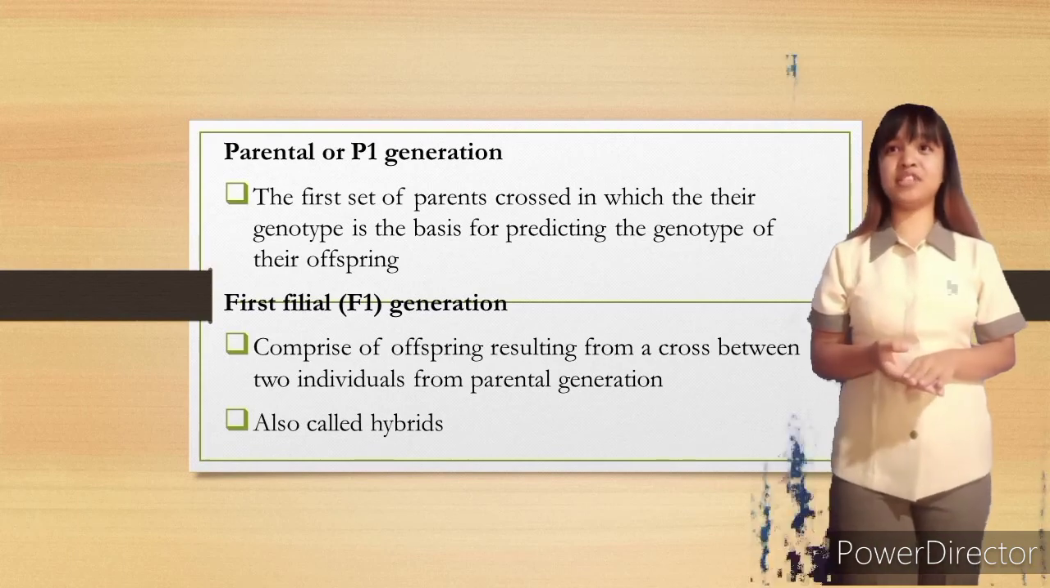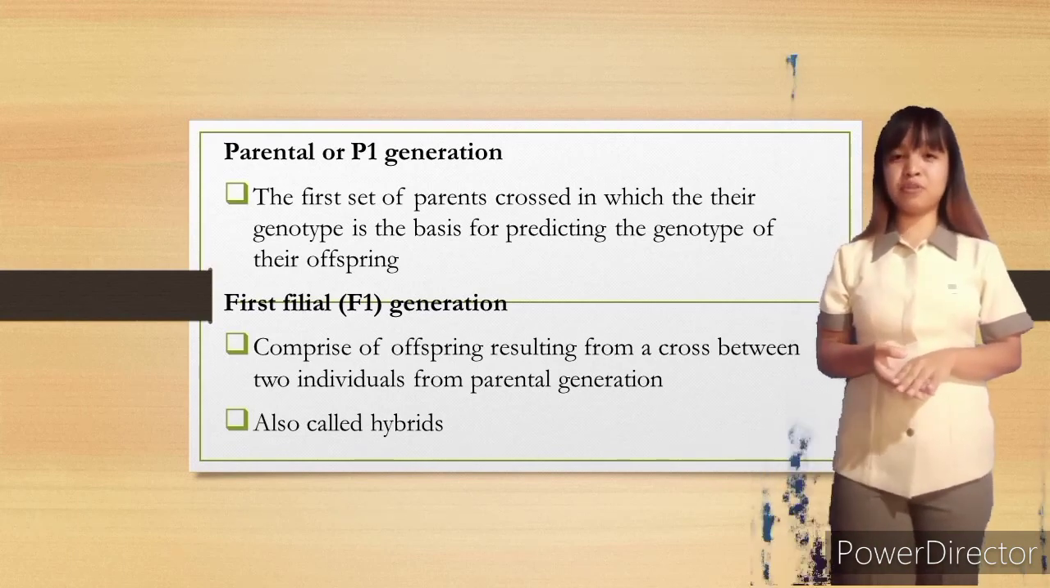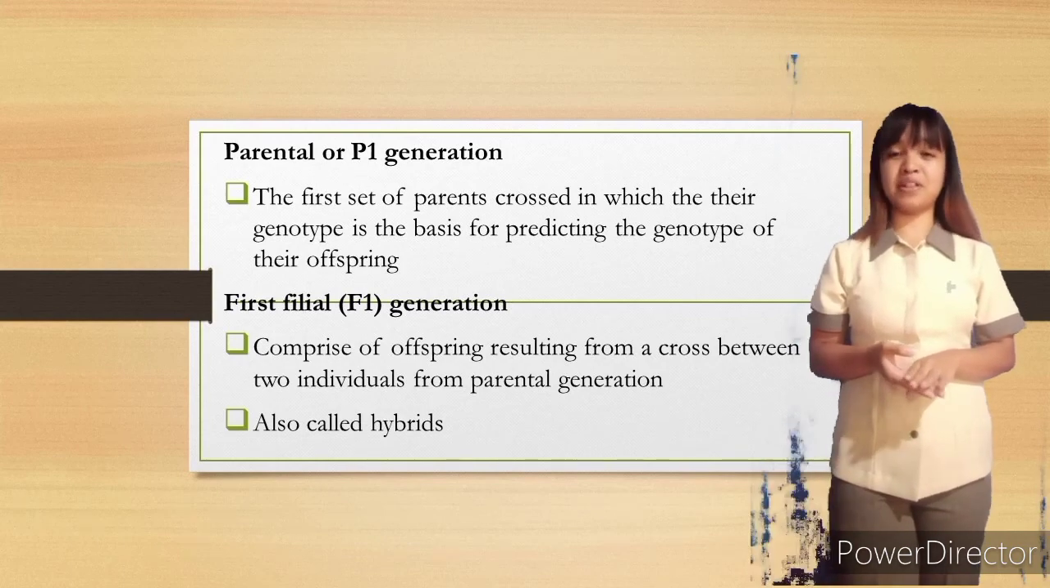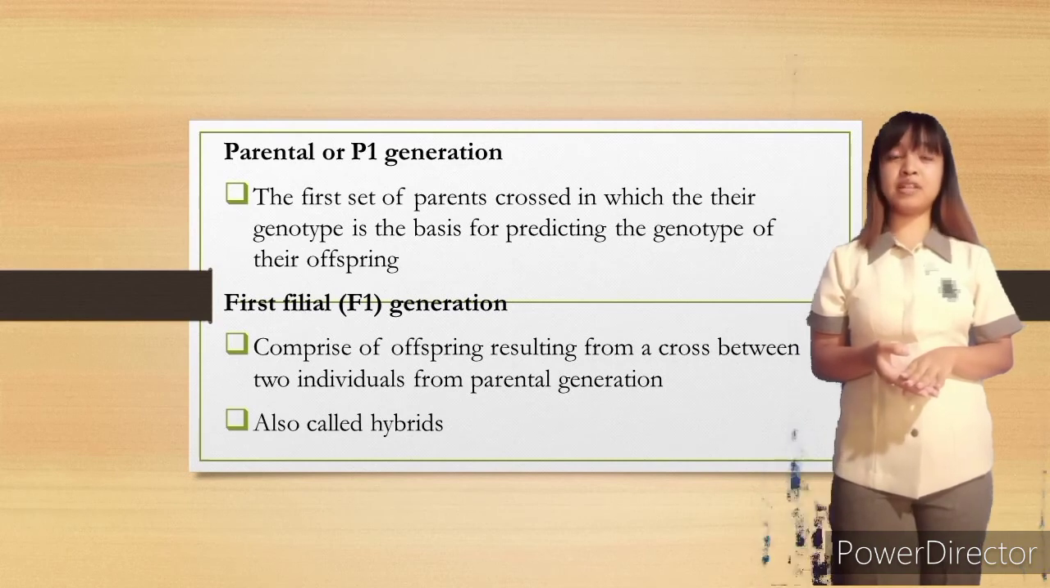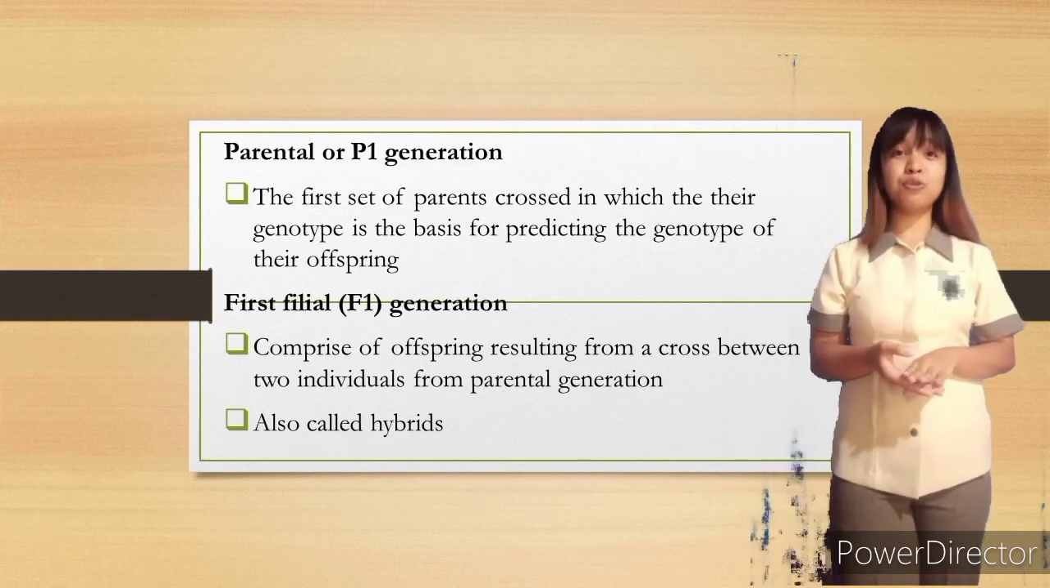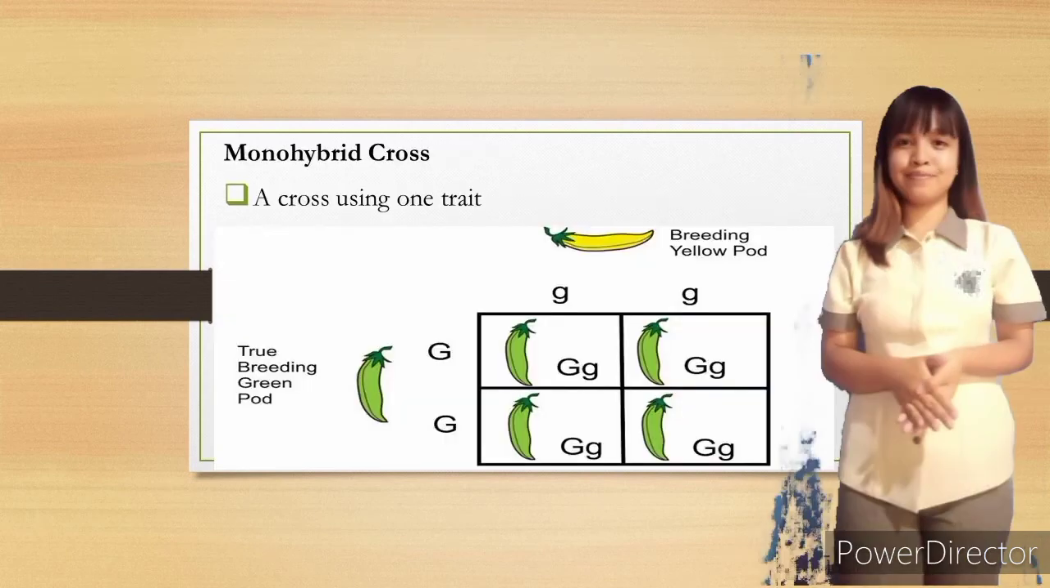The first filial generation is comprised of offspring resulting from a cross between individuals from the parental generation. It is also called hybrids because it resulted from a cross between two purebred plants with different traits.